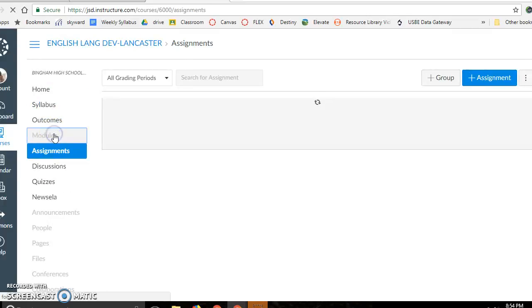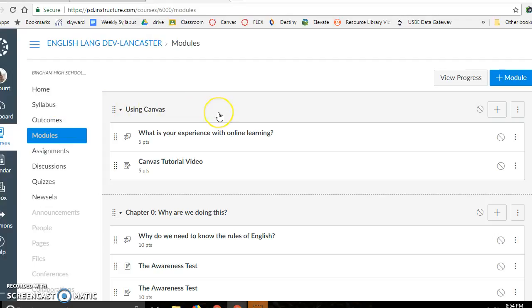I have the modules, I just don't have any of them published yet. So here's my modules. These are the only things I have available to students, these ones right here, because I don't want them to get confused. They have a hard enough time navigating English as it is, and so then just adding more confusion for them, I think just going straight from the modules is the best way to do it.